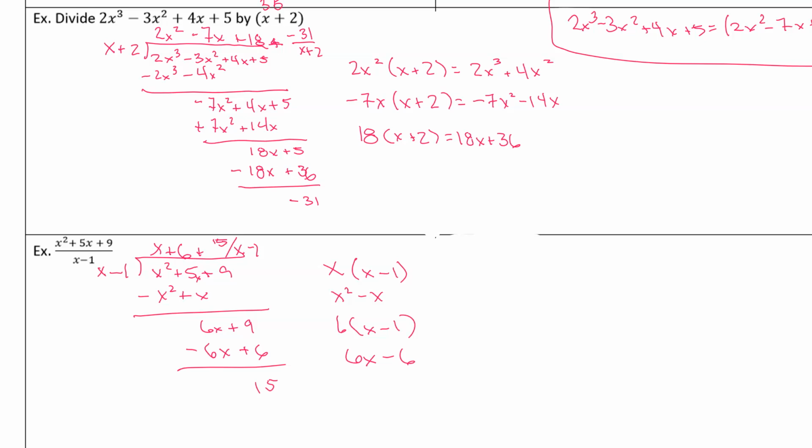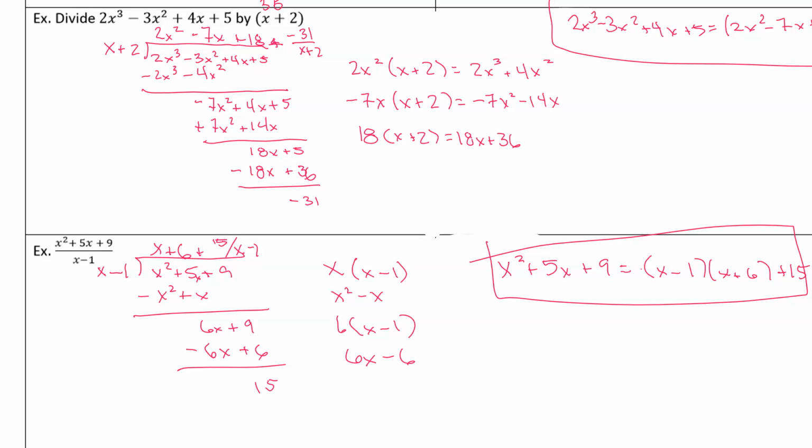Our division algorithm would be x squared plus 5x plus 9. Our dividend is equal to our divisor times our quotient without the remainder. So that's our divisor. Our quotient is x plus 6, plus our remainder of 15. All right, go ahead and try the highlighted problems.